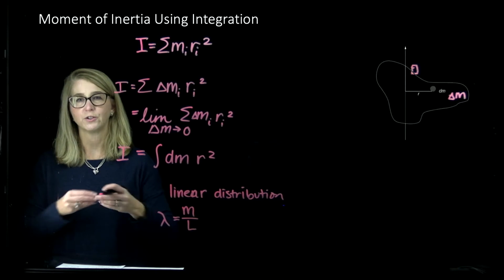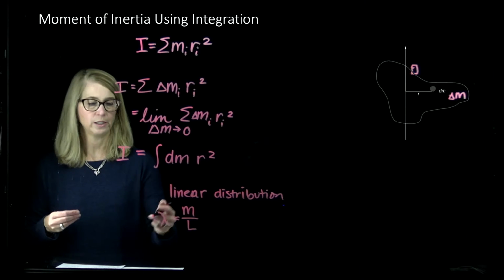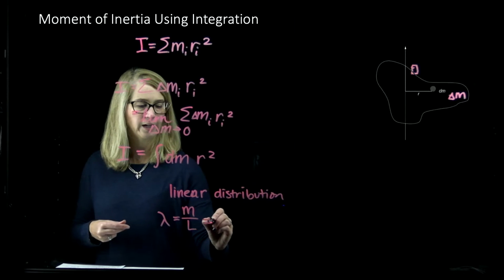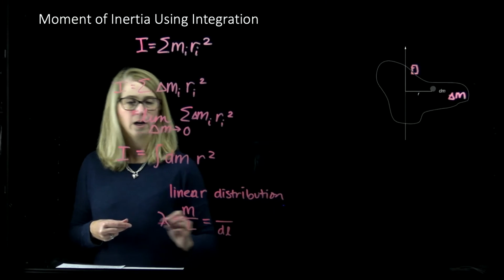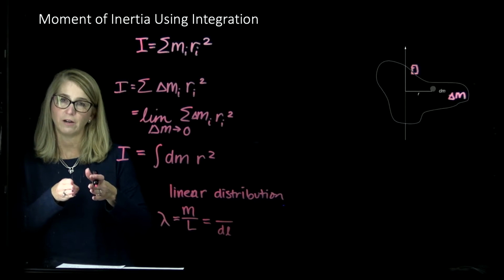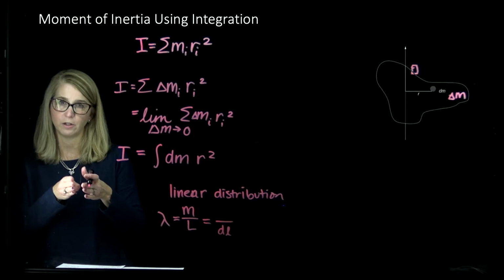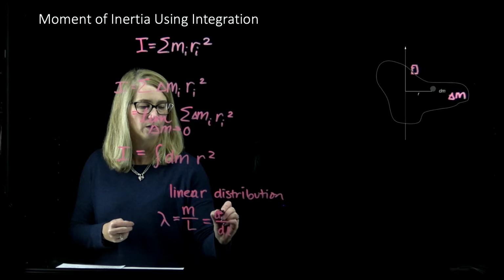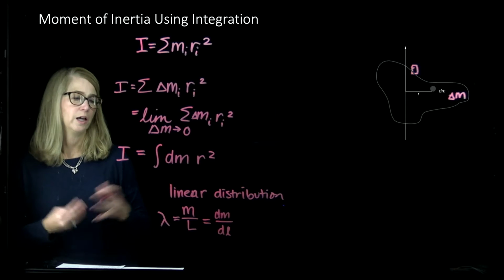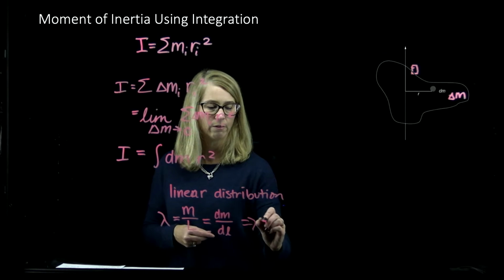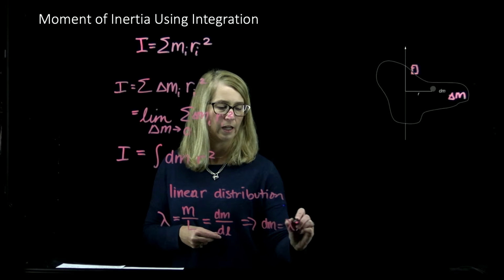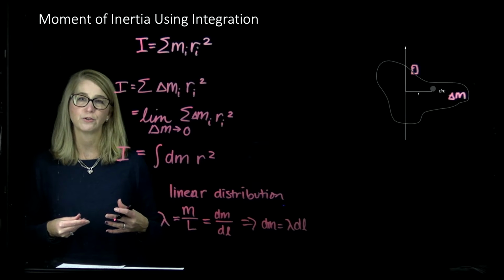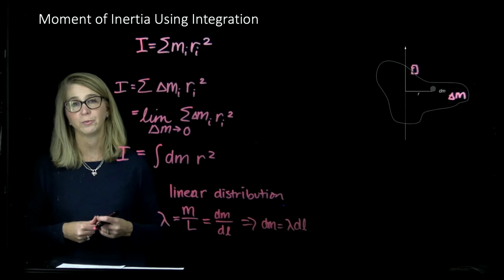Now, if it's distributed evenly, lambda can be given by the total mass over the total length. Then it's possible to say that if I take a really small piece of the linear distribution, that I would say had a length of dl, then I'm going to get a really small piece of mass dm. And so this gives me a way of expressing dm in terms of the mass distribution lambda and the length of that little piece.